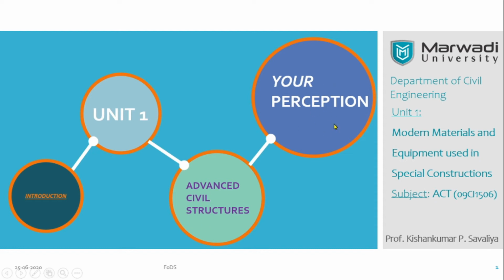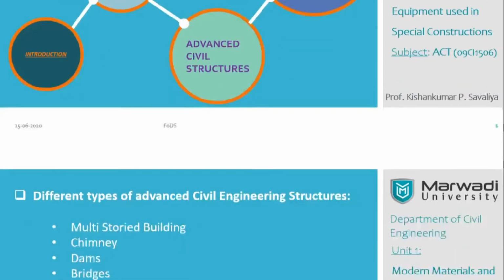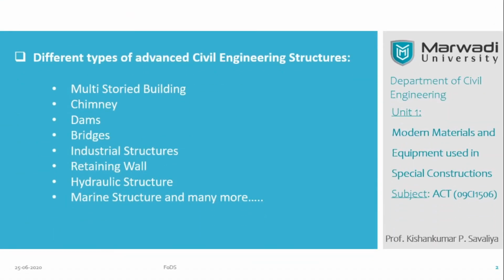and your perception regarding that. Okay, so here is unit number 1, modern materials and equipment used in special construction. Obviously the advanced construction technology subject, faculty Kishankumar Savaliya. Now let us go for the second slide. Yes, so right now we are discussing the first topic of unit number 1, which is modern materials and equipment used in special construction.